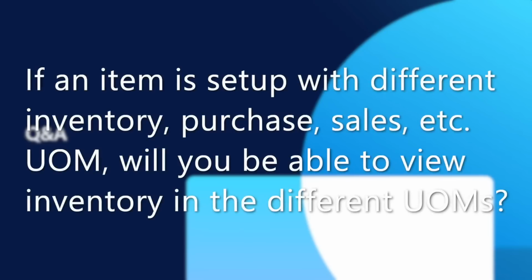Thanks, Steve. So I think there's one more last question. If an item is set up with different inventory, purchase, and sales units of measure, will you be able to view the inventory in the different units of measure? Roger or Steve? I know we are currently showing it in inventory unit, but do we have support for other units of measure, purchase unit of measure or sales unit of measure?